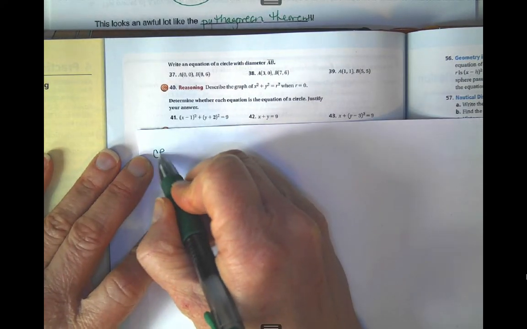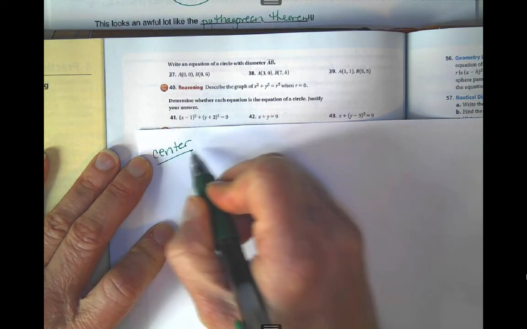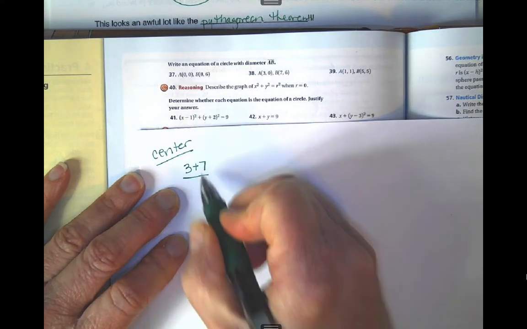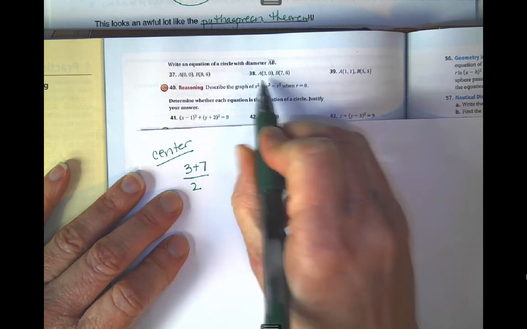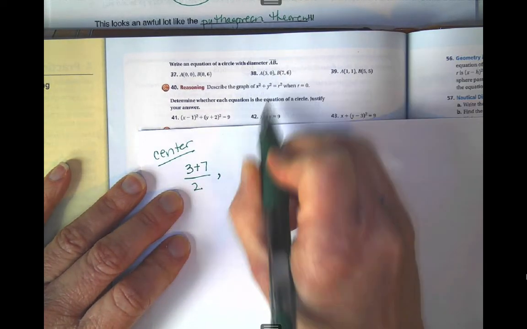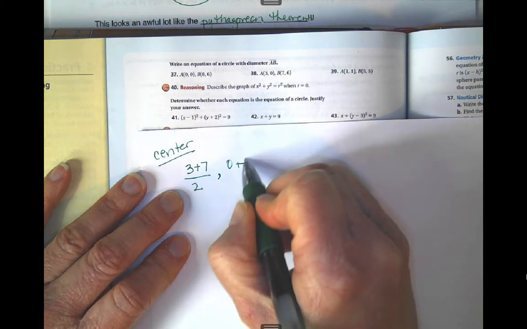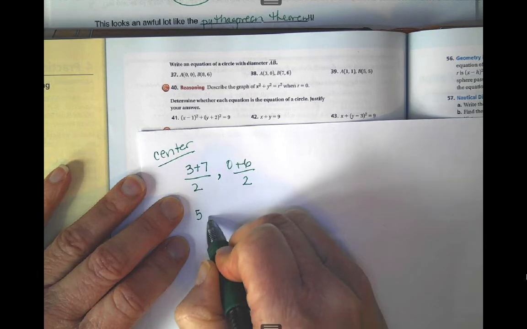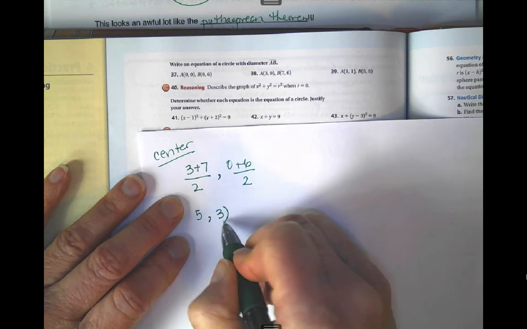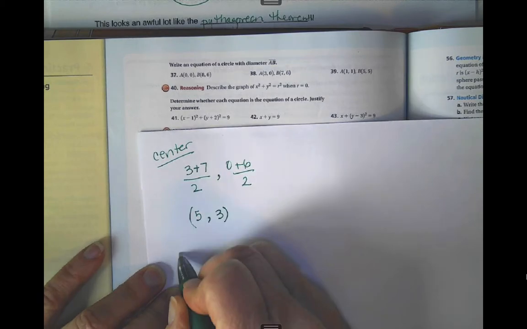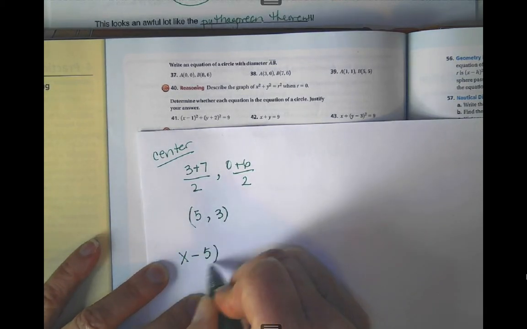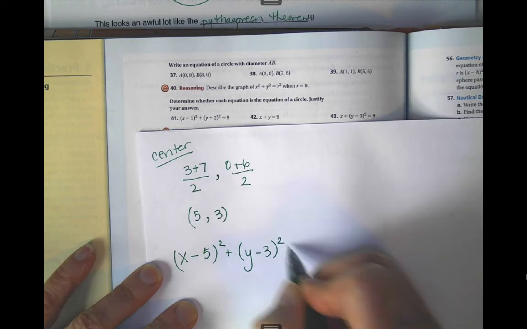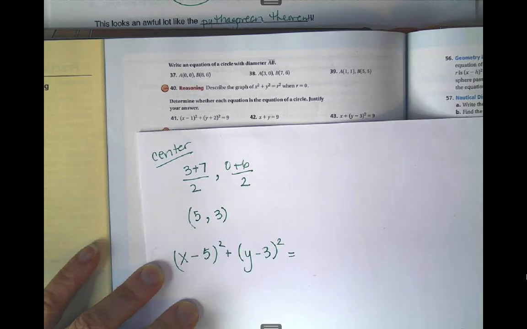To find the center of the circle, all I'm doing is using the midpoint formula. Your midpoint formula is 3 plus 7 divided by 2, so you add the two x's, comma 0 plus 6 divided by 2. So my midpoint is at 5, comma 3. That would get me this part of my equation. But the problem is I still need the radius.